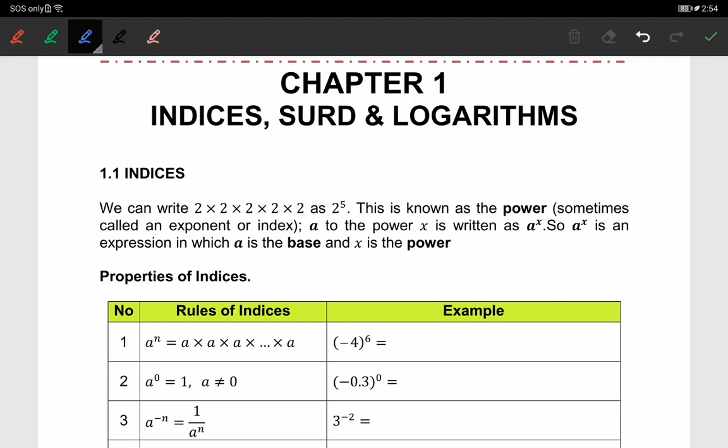Today we are going to learn about indices, which is in chapter 1, indices, set and log. We can write 2 times 2 times 2 times 2 times 2 as 2 to the power of 5 in index form. This is known as the power, sometimes called an exponent or index. A to the power of x equals b. A is called the base, x is the power or the index, and b is the value of the index form.